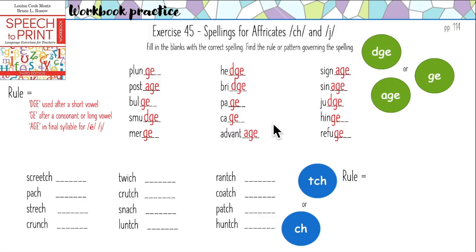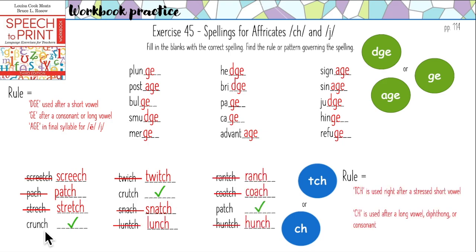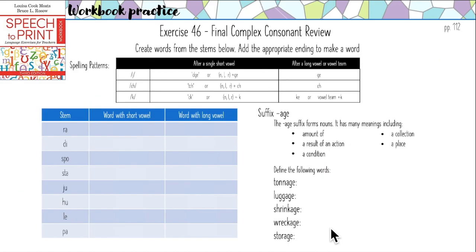It's edge. Okay. Then looking here at the TCH and the CH, again, it's not going to be TCH here because it is a long vowel team. We need a short vowel, so we need a TCH. We need a TCH because it's a short vowel. Crunch is correct. It has a consonant before the CH, so we're allowed to use that. So take a look at the others. Do you see the same kind of pattern showing up? TCH is used right after a stressed short vowel. CH is after a long vowel, a diphthong, or a consonant. That's why most everybody focuses on the TCH rule, because any other circumstance, it's going to be a CH. It's easier for kids to understand that.